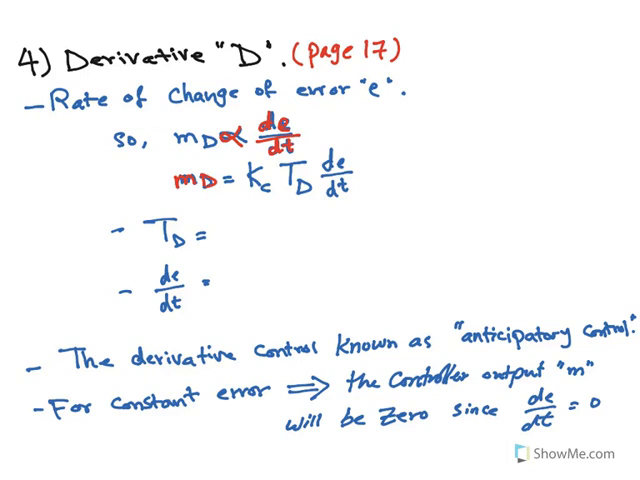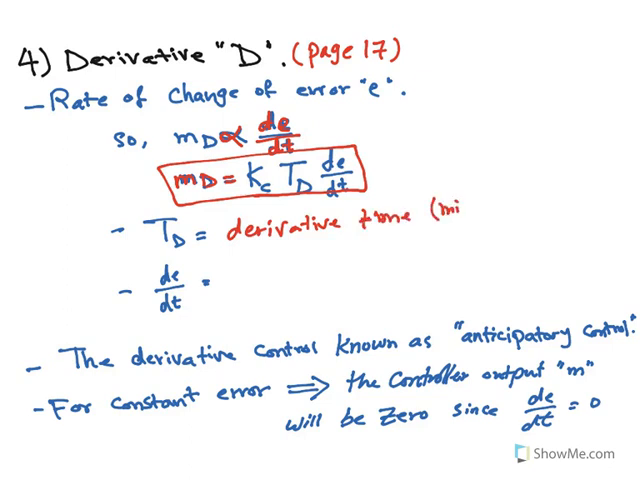Here we can say that MD equals Kc, which is the control gain, multiplied by TD, which is the derivative time, multiplied by dE over dt. TD is the derivative time, normally in minutes or sometimes in seconds, while dE over dt is the rate of change of error.